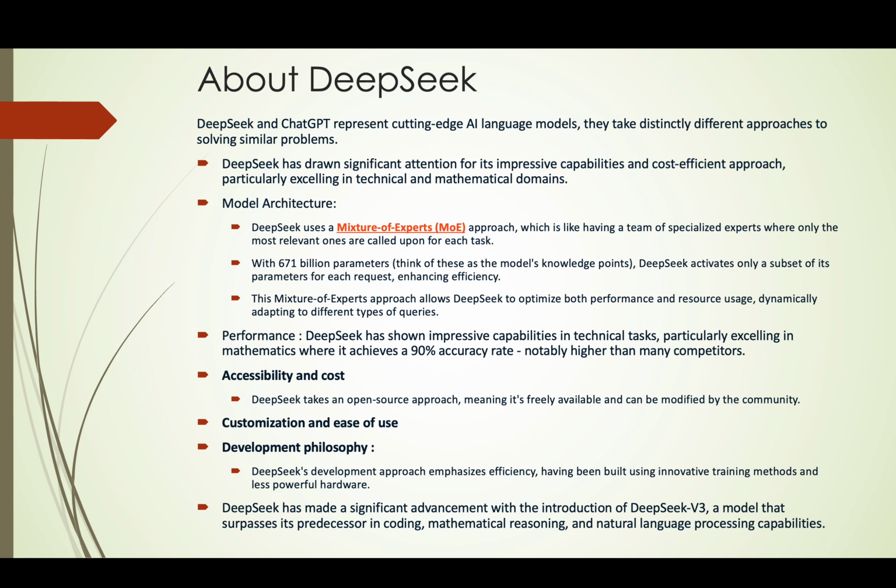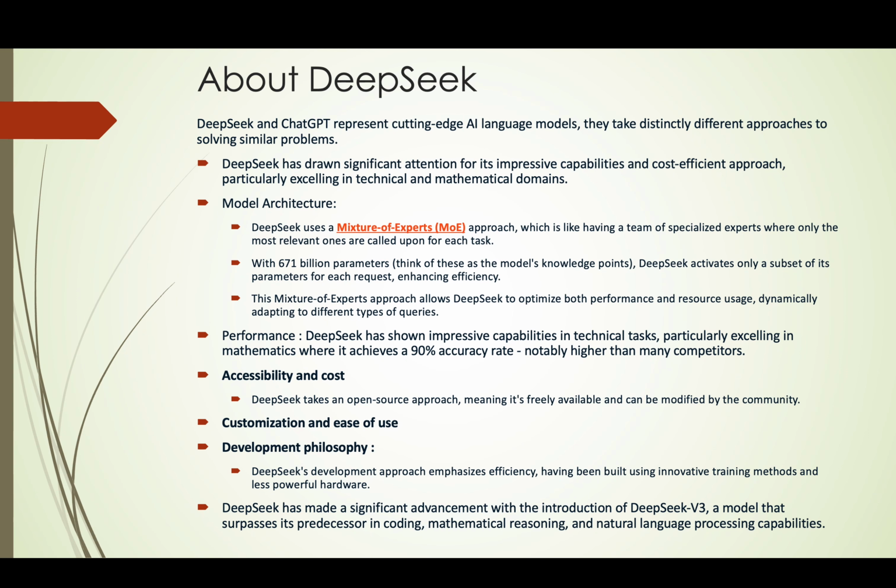DeepSeek activates only a subset of its parameters for each request, enhancing efficiency. The mixture of experts approach allows DeepSeek to optimize both performance and resource usage dynamically, adapting to different types of queries. From a performance perspective, DeepSeek has shown impressive capability in technical tasks, particularly excelling in mathematics, where it achieved a 90% accuracy rate, notably higher than many other competitors.